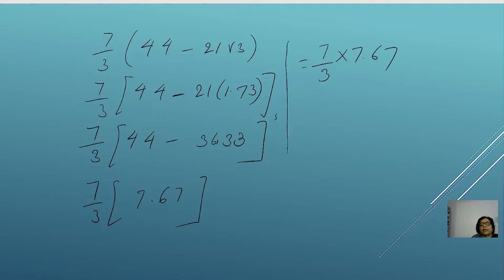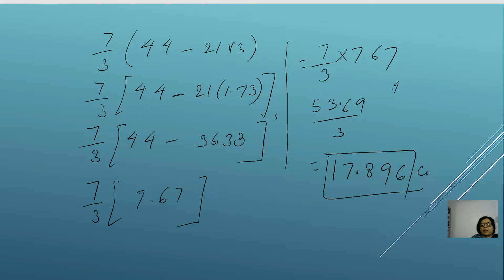So this can be again sorted out further. 7 7s are 49, 4 7s 42 plus 4 is 46, carry over 4, 49. So this becomes 53.69 by 3. So this becomes 3 1s 3, 4 5, 3 7s 21, 2 26, 3 8s 24, 2 29, 3 9s 27, and again 2. So you can continue this. So this becomes approximately till 3 places of decimals.